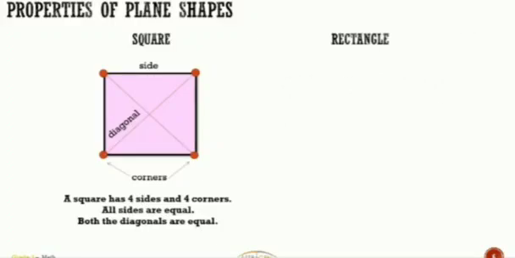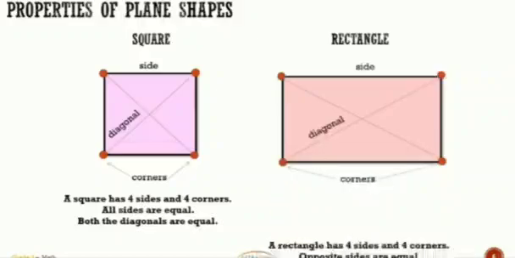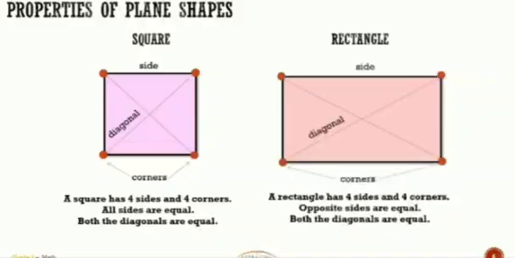And rectangle. A rectangle has 4 sides, 4 corners and 2 diagonals. A rectangle has 4 sides, 4 corners, opposite sides are equal, both the diagonals are equal.